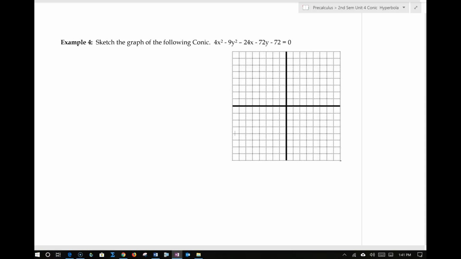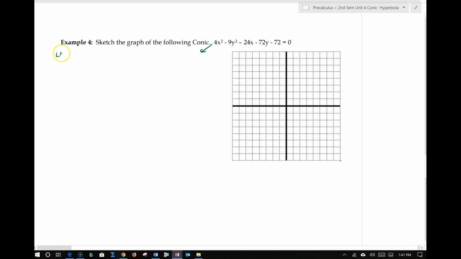Okay, scholars, we're going to do this last problem here, and it says sketch the graph of the following conic, but if you notice, it's a non-standard form. So the first thing we have to do is take the time, using completing the square, to change it into standard form so we can graph it quickly.